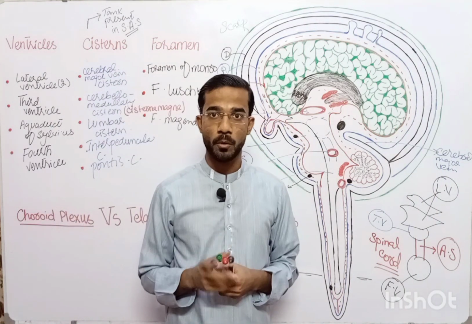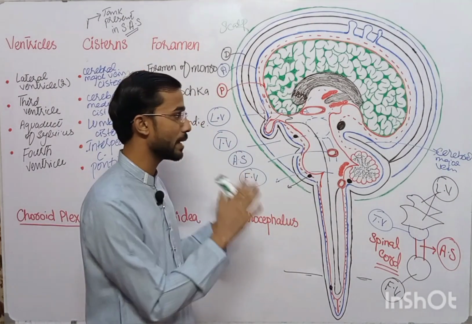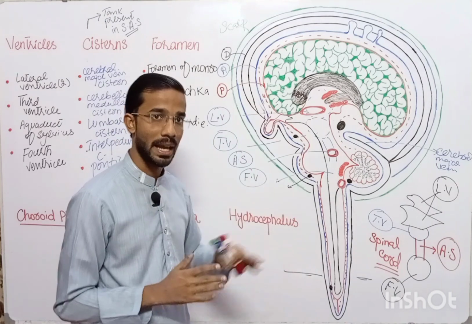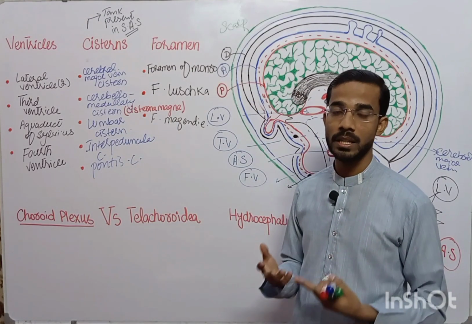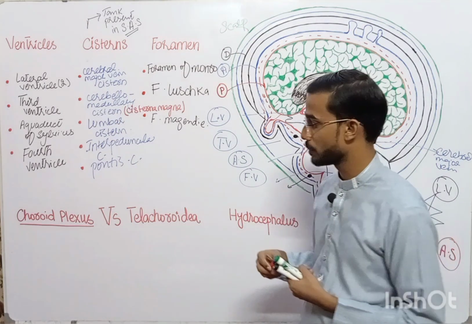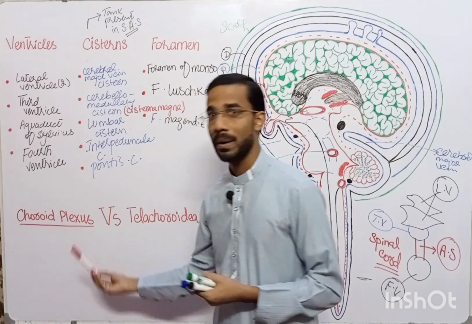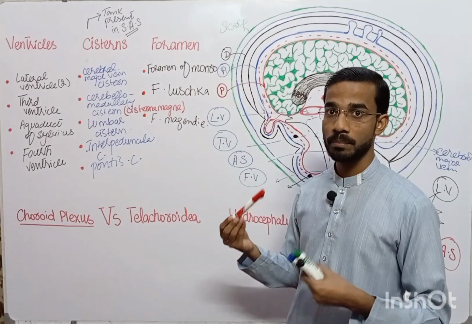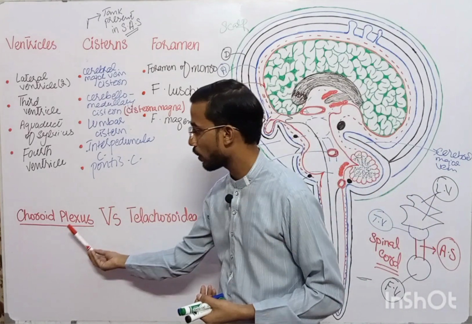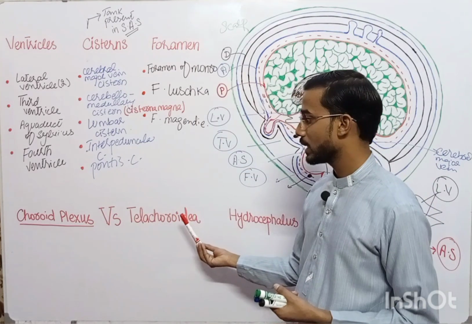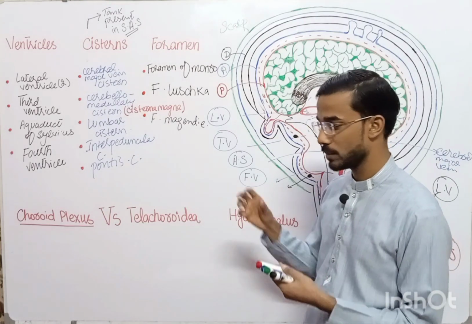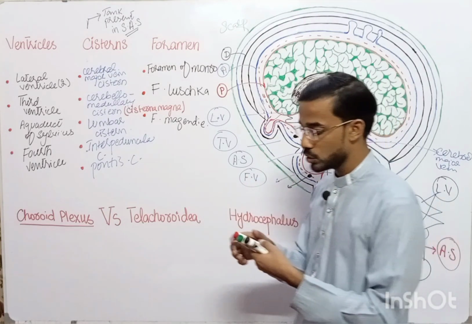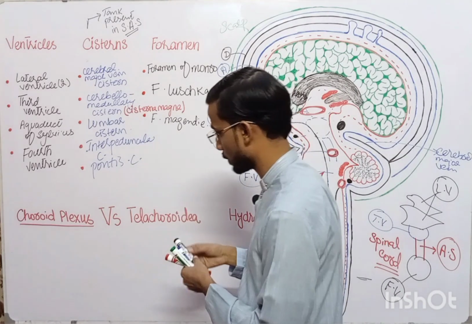So before we discuss how cerebrospinal fluid flows in the brain and the spinal cord, first of all we will see where cerebrospinal fluid is produced: from the choroid plexus. But a lot of people get confused between the choroid plexus and the Tela choroidea. These are very confusing terms. So first of all, we will discuss these two terms.